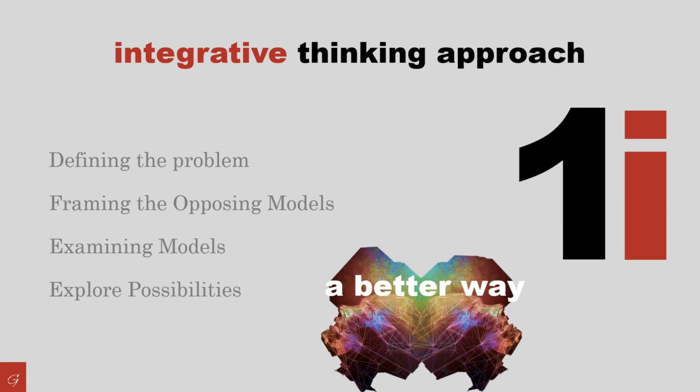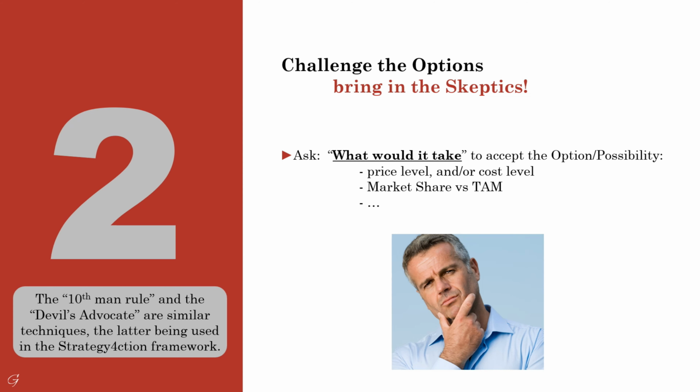But in any case, you should now move to step 2 of the overall framework. Step 2. Challenge the options. Bring in the skeptics. Ask, what would it take for the skeptic to accept this possibility as a good one? It could be a price level versus a certain cost level. It could be a minimum market share in a certain sized market, or other conditions. Make sure the skeptics speak their mind.